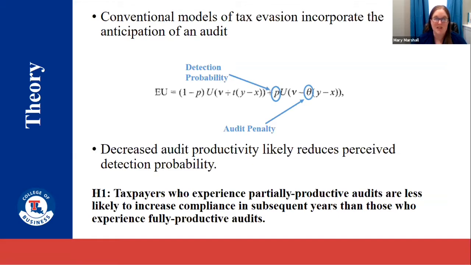Now, there is some tension to this hypothesis from the psychology literature that says that taxpayers are going to overcomply, and we don't really know why. But this study is restricted to only taxpayer participants who chose to evade, so that's a little less likely with this population. So we predict in H1 that taxpayers who experience partially productive audits are less likely to increase compliance in subsequent years than those who experience fully productive audits.